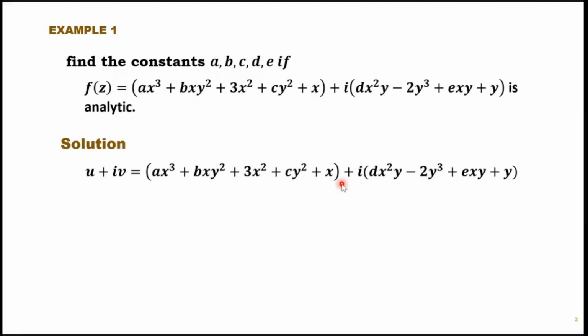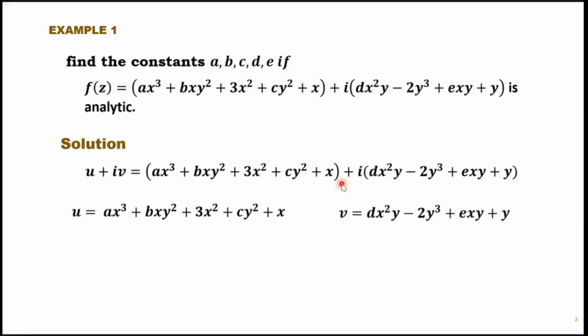Now write u and v. We get u and v by equating real and imaginary parts on both sides. Equating the real part, I will get u, and equating the imaginary part, we can get v. So what is u here? Ax cube plus bxy square plus 3x square plus cy square plus x. Similarly, v is the imaginary part on the right hand side. Since the function is analytic, we require the partial derivatives ux, uy, vx, vy. So we will calculate them now.